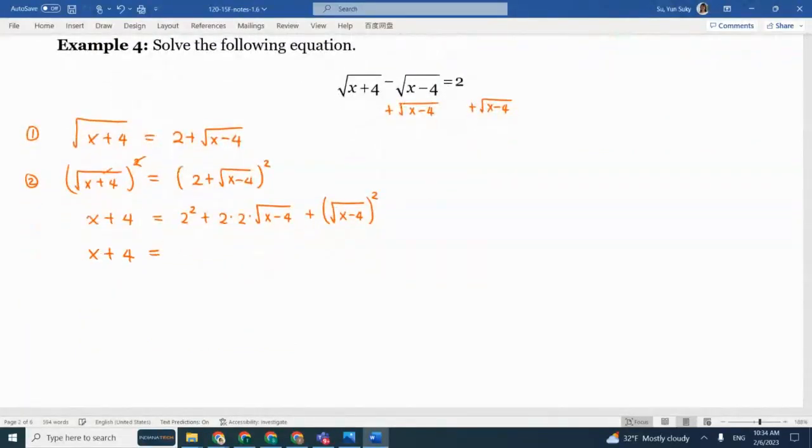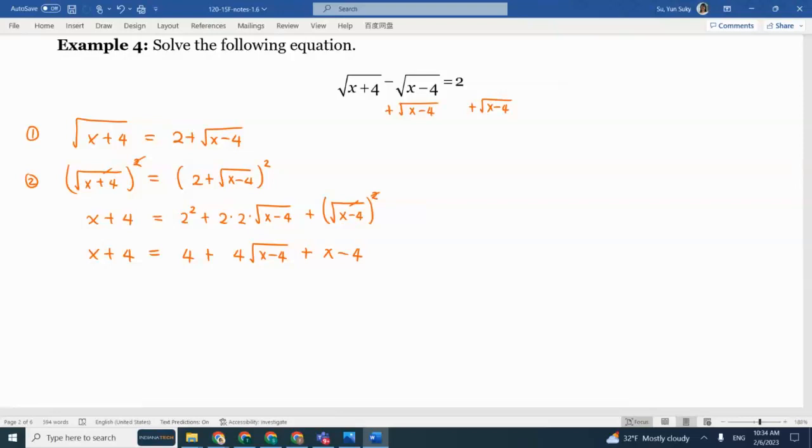So x plus 4. I'm just writing down all the details. Okay, so now you can see 2 squared is 4, and 2 times 2 is 4. Now square root and square cancel. We have x minus 4. Right?